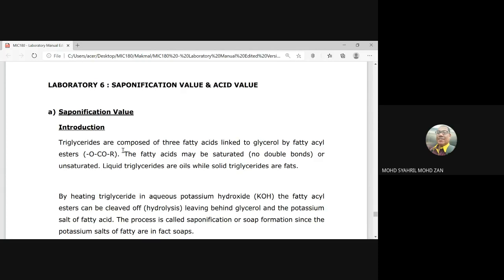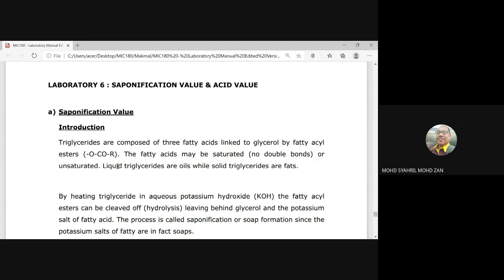That ester link is O, oxygen, COR. R can be side chains, so this refers to the types of fatty acids. The fatty acids may be saturated, which means no double bond. The tip here is about saturated: saturated means satu in Bahasa Melayu, so it means no double bond. Or unsaturated, which means it has double bonds.